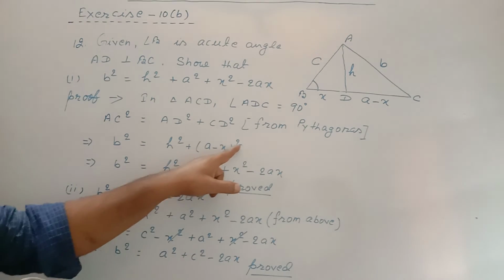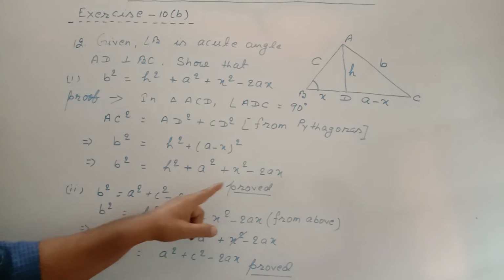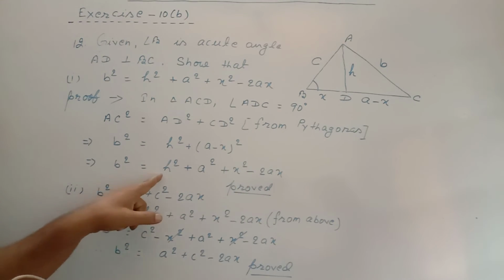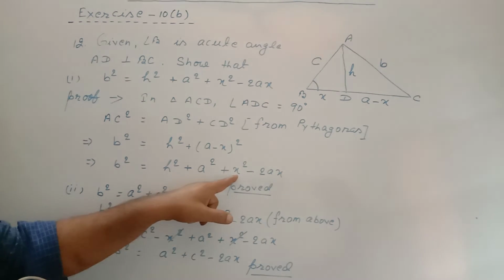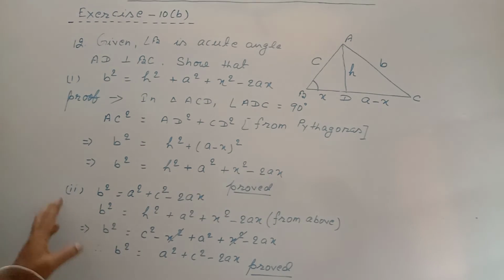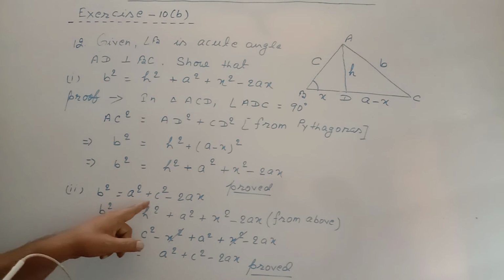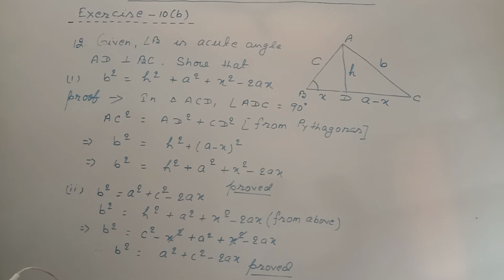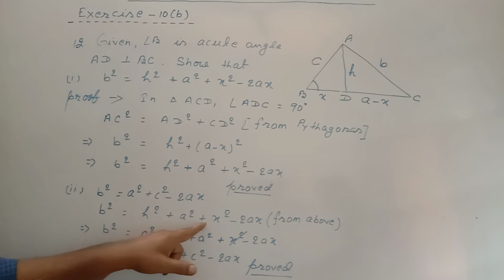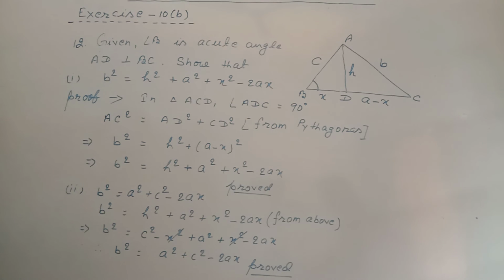This is a minus b whole square, so a square plus b square minus 2ab. In this way we get b square equal to h square plus a square plus x square minus 2ax. Proved. Roman number 2 is to show b square equal to a square plus c square minus 2ax. I have written this above equation here. b square equal to h square plus a square plus x square minus 2ax from above.